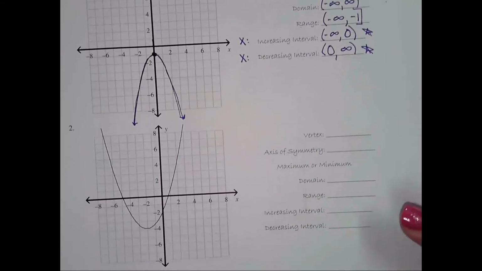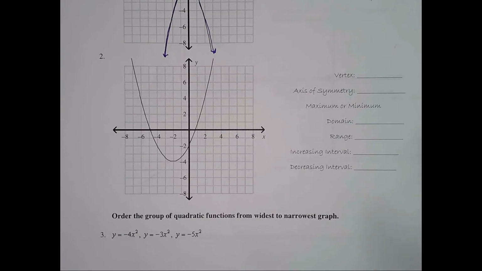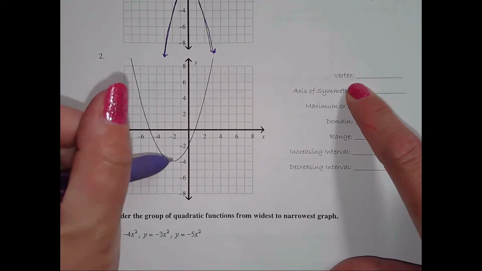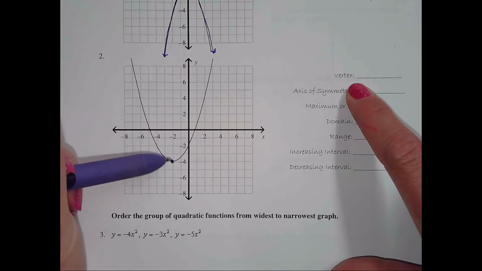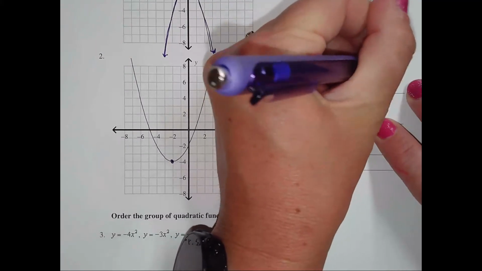Number 2 is basically doing the same exact thing, except you have a different type of graph. So some of these things are going to carry over a little bit. So for number 2, first thing it wants is the vertex. This is your vertex right here. My vertex is at -2, -4. -2, -4.